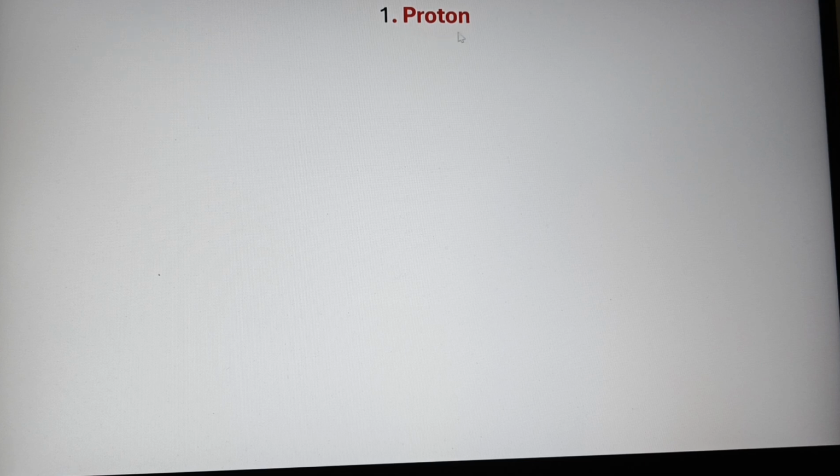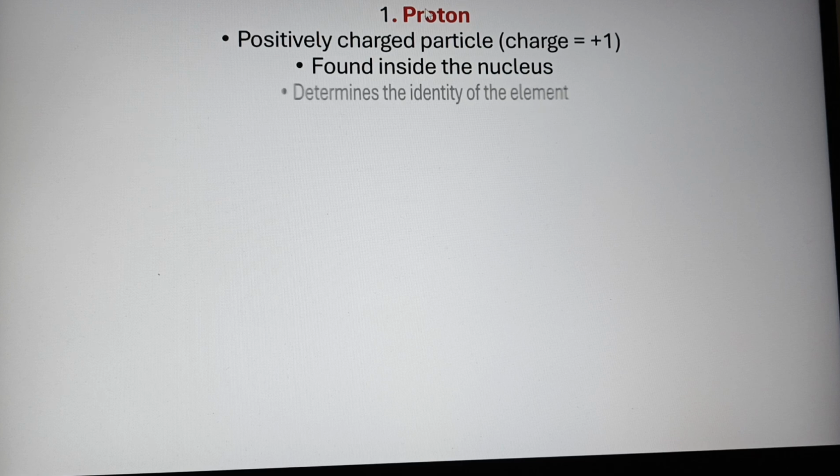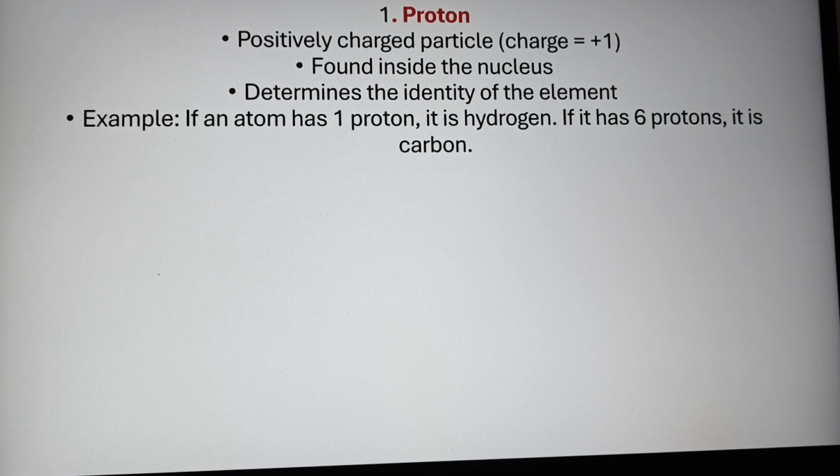First we see what is proton. Positive charged particles are called protons. Protons are found inside the nucleus and determine the identity of the element. For example, if an atom has 1 proton, it is hydrogen, and if it has 6 protons, it is carbon.